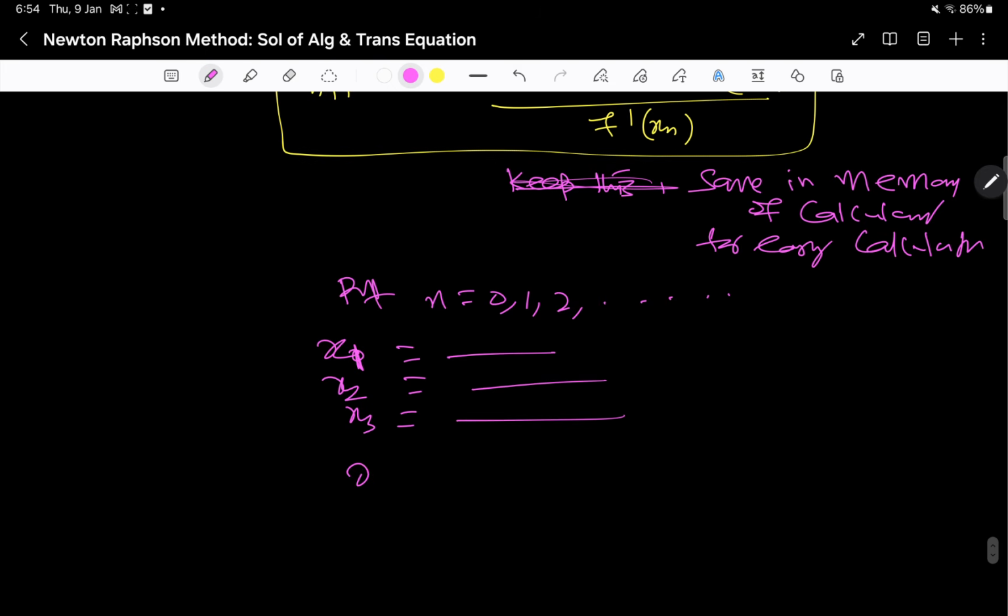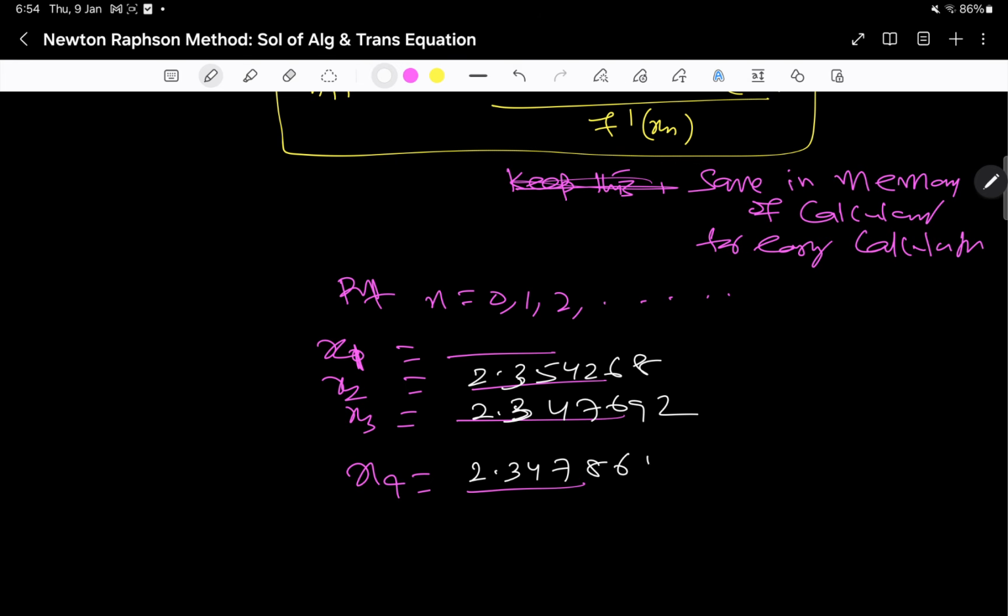Okay, x4, suppose this is 2.735426. See, this is suppose my 2.347692. This is my 2.347864, right?